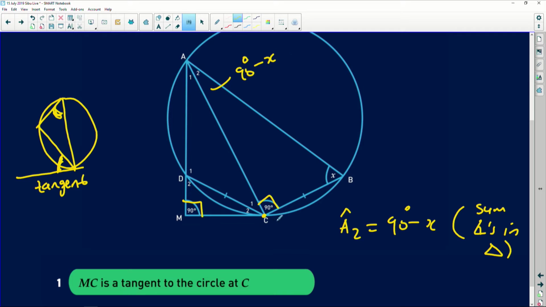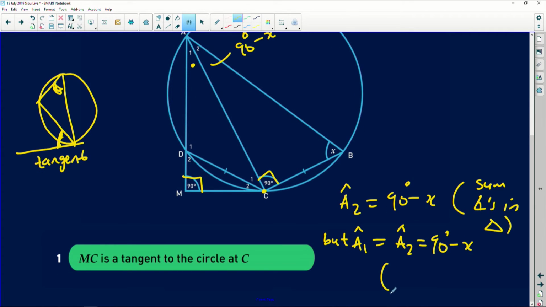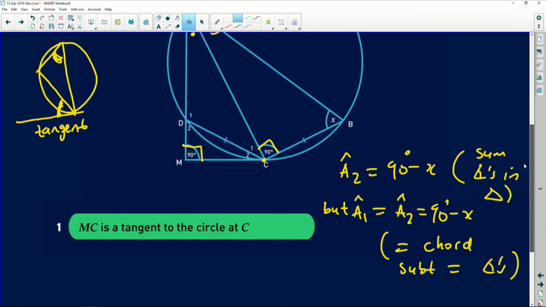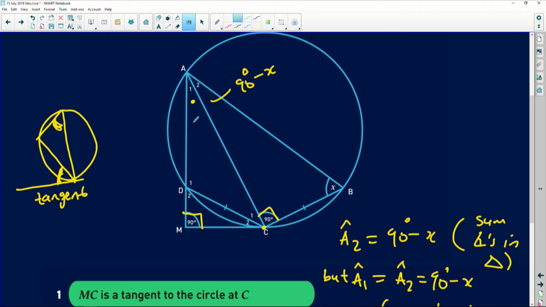However, chord BC is equal to chord DC. So clearly this angle A1 must also be the same as angle A2. Angle A1 is equal to angle A2, which is also equal to 90 degrees minus X. Why am I claiming this? This is because equal chords in a circle will always subtend equal angles. I hope you can see that. If this is 90 minus X, this is also going to be 90 degrees minus X.